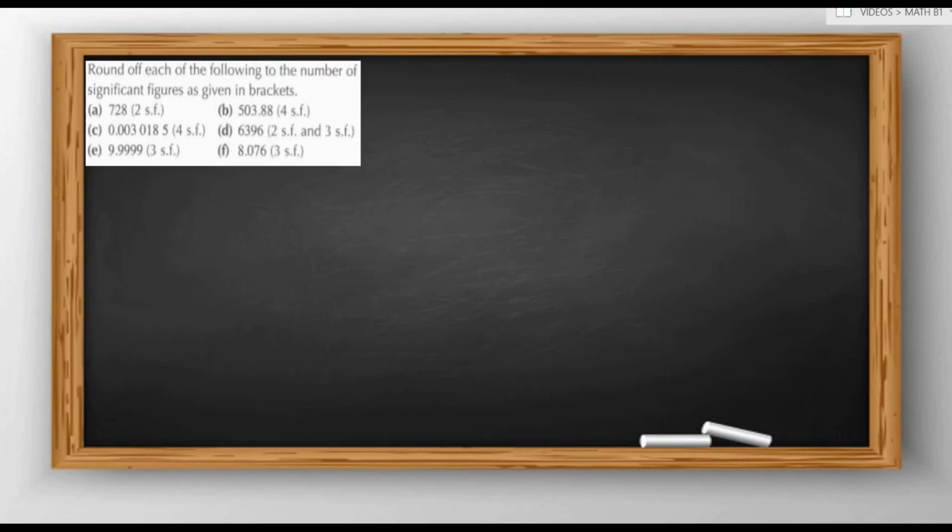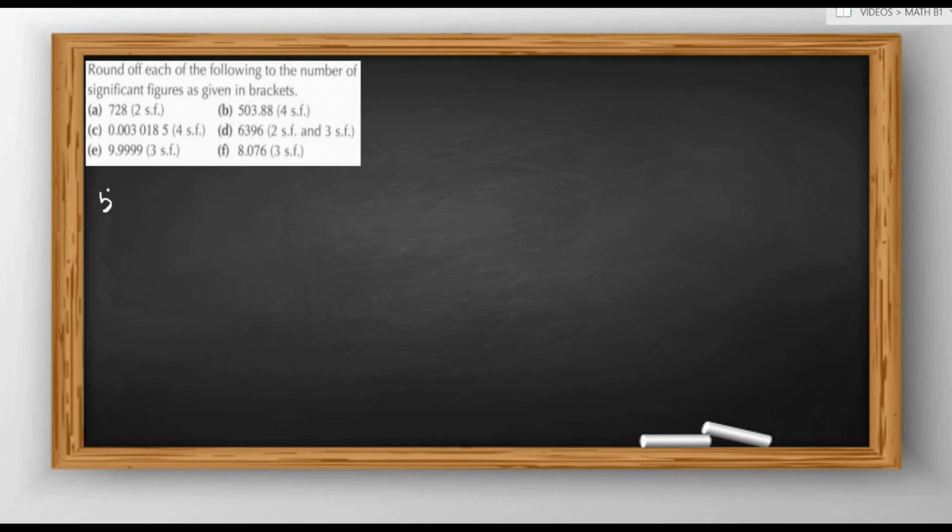Now let's move on to this question. The question says round off each of the following to the number of significant figures as given in the brackets. So the first question is 728 to 2 significant figures. We have to round it off. The first significant figure is 7 itself, and the second significant figure is 2, and the third number is 8. Now as 8 is bigger than 5, this 2 will become 3. So after rounding it off, your answer would be 730.